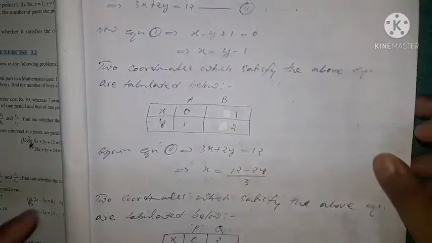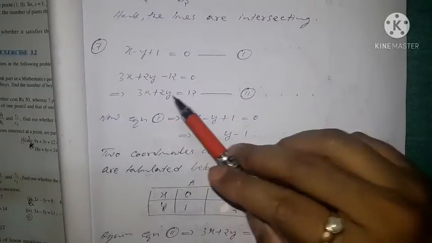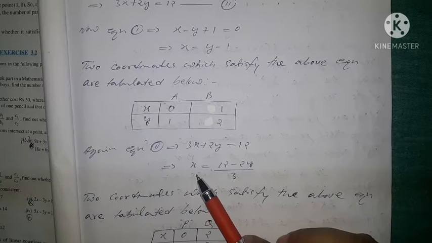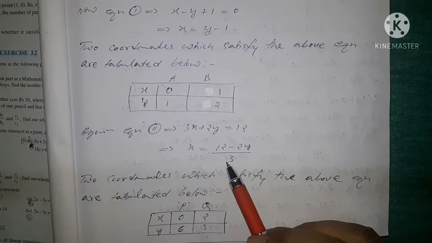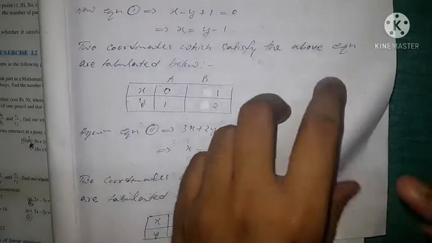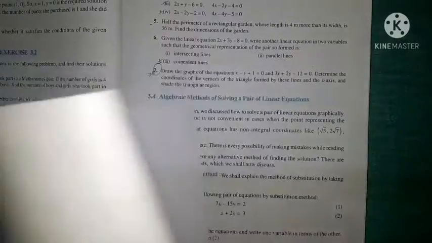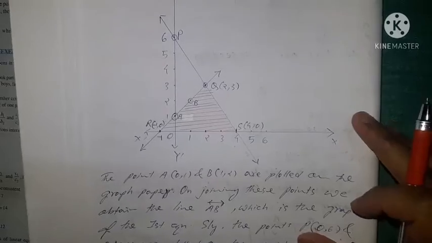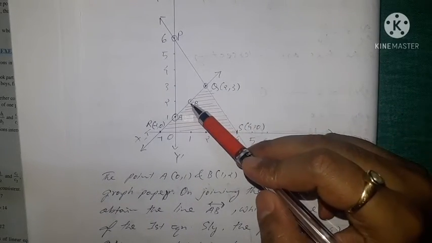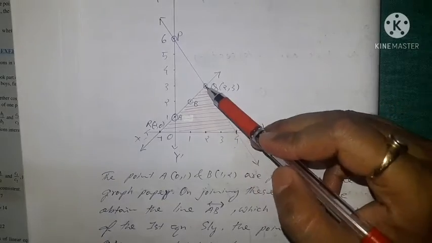Again, equation 2 implies, so what is equation 2? Equation 2 is 3x plus 2y is equal to 12. So therefore we can write x is equal to (12 minus 2y) by 3. Therefore the two coordinates which satisfy the above equation are tabulated below, that is P (0, 6) and Q (2, 3). So now let us put these coordinates on a graph. So this is A and this is B. So this is P and this is Q.